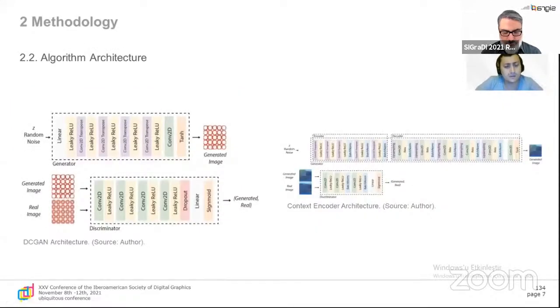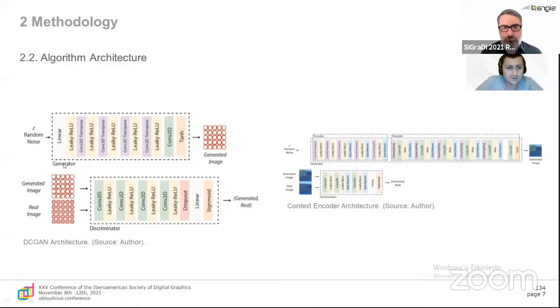So here is the algorithm architecture, as you can see. On the left hand side, we have DCGAN, on the right, the context encoder architecture. For DCGAN and the context encoder, we have generator and discriminator functions. For the generator in DCGAN, I use convolutional 2D transpose layers. For the discriminator, I use convolutional 2D. In the context encoder, I also use a generator and discriminator. For the generator, I use encoder and decoder functions inside it. For the encoder, I use convolutional layers, but for the decoder, I use upsampling instead of convolutional 2D transpose. The discriminator is really similar to the discriminator of DCGAN, so I use the convolutional 2D function.